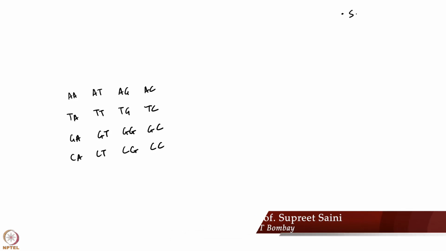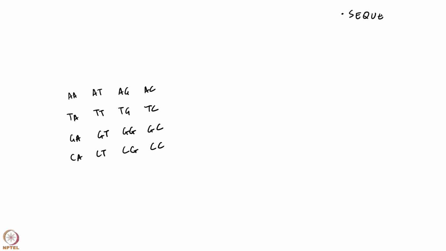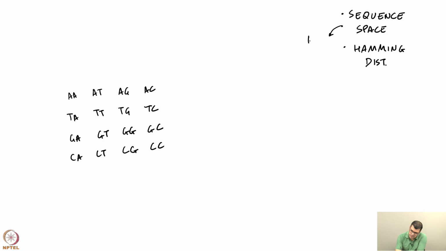Hi, welcome back everyone. Let's continue our discussion on fitness landscapes. So far we have seen two concepts. One is the concept of sequence space, and the second one is the concept of Hamming distance. From the context of sequence space, we saw that for any sequence of length L, the number of possibilities of unique DNA sequences is 4 to the power L.